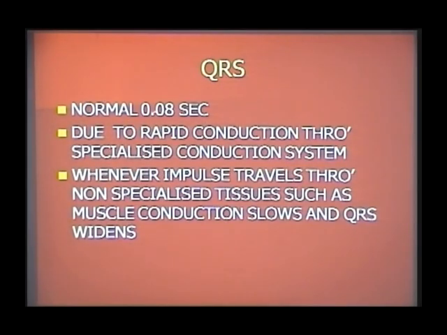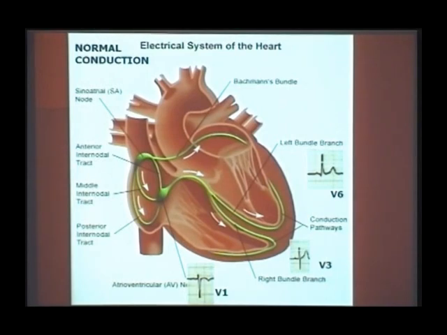We already told you that the normal QRS duration is 0.08 second. The first portion of the ventricle which gets activated is the interventricular septum. This interventricular septum gets activated from left to right by the left bundle branch. That is the first portion of the ventricle which gets activated.